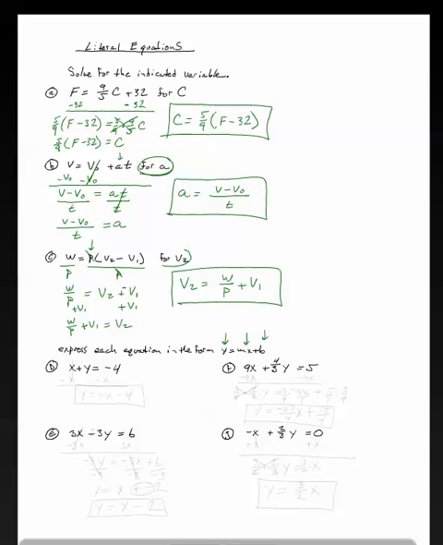So in example D it says x plus y equals negative 4. Well, in order to get this solved for y, to get y by itself, we need to subtract x from both sides. Now notice that I'm writing that x in front as if it were a negative because I want the x in front. So x minus x cancels and I've got y equals negative x minus 4.